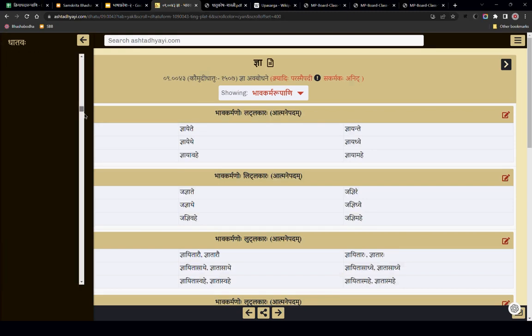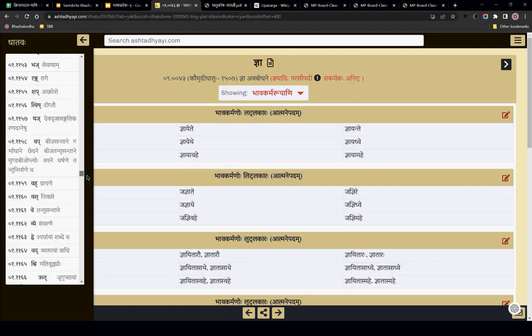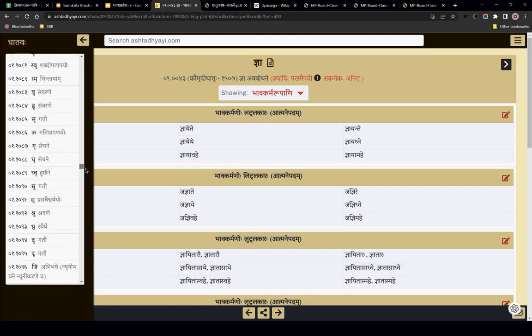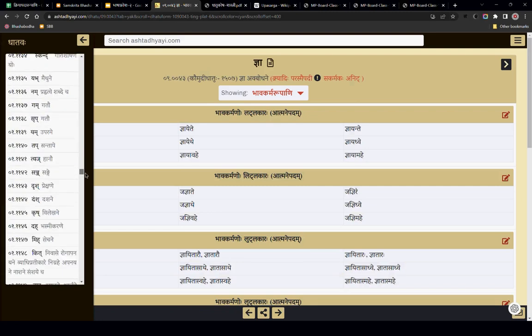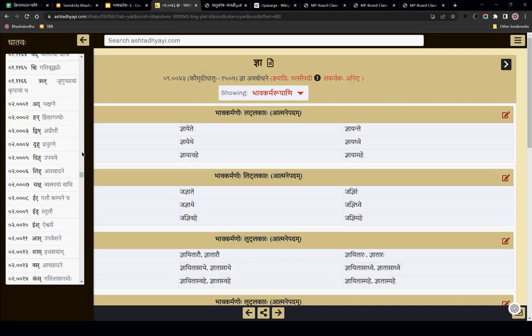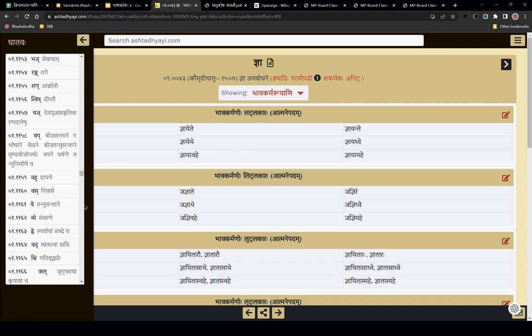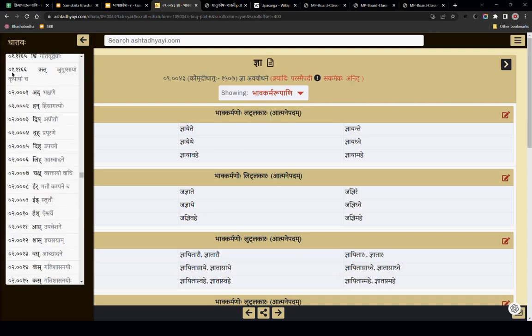Then somewhere it changes to 2, as you see, somewhere here. So 1 first gana 1166 and that changes to 2. So 1166 is the last dhatu of the bhadi gana. That means out of around 2000 dhatus, you see 1166, more than 50% they are in the first gana.